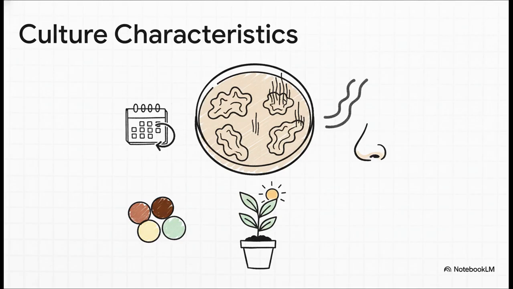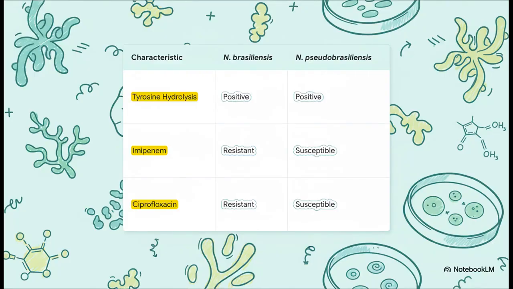But when it finally grows, the colonies are pretty distinct. They're often chalky, wrinkled, and have these fuzzy aerial hyphae. And, you know, a lot of old school microbiologists swear you can smell it, that really distinctive damp potting soil odor. Okay, so back in the day, we relied on tables like this one to piece the puzzle together.